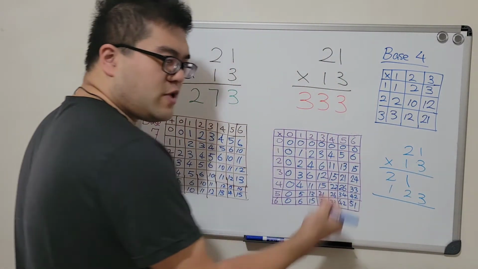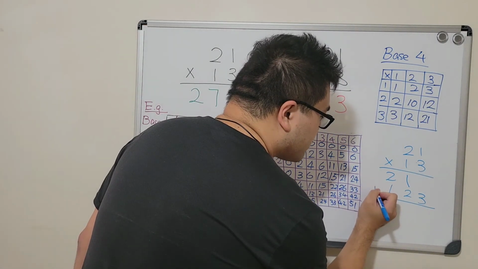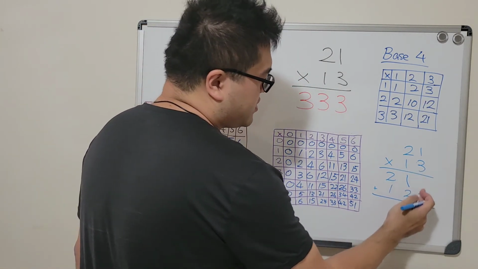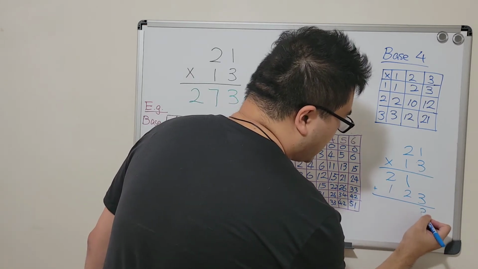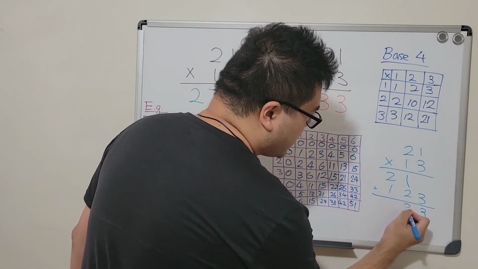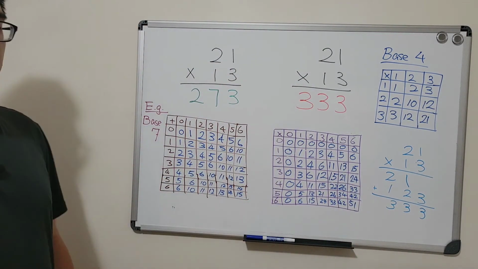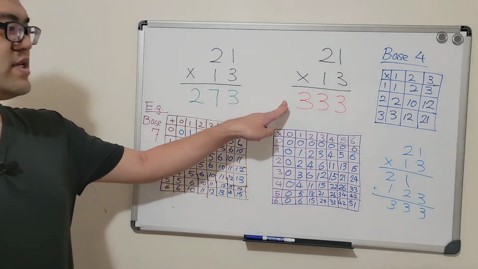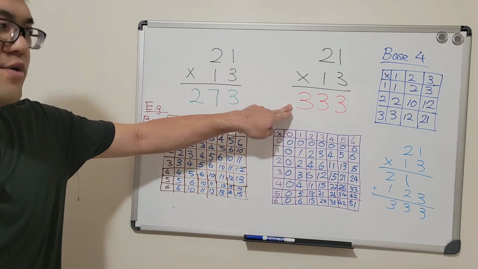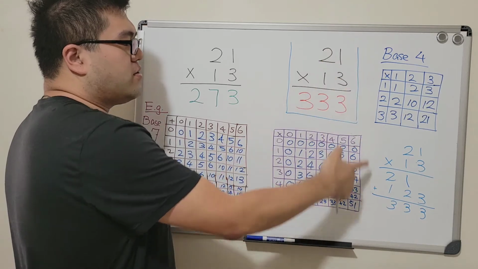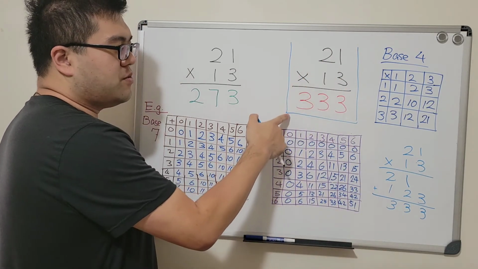Anyway, let's add them together. Well, this is empty, so we just treat it as 0. 0 plus 3 is 3. 1 plus 2 is still 3. 2 plus 1 is also 3. Okay, so we see that it's the same as this answer here. For this calculation here, we just figured out that this belongs to base 4.